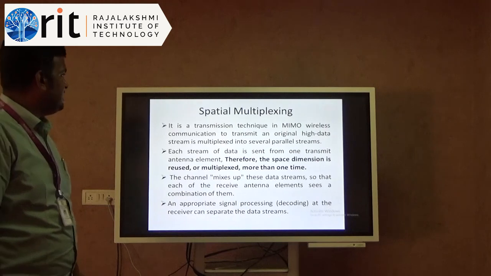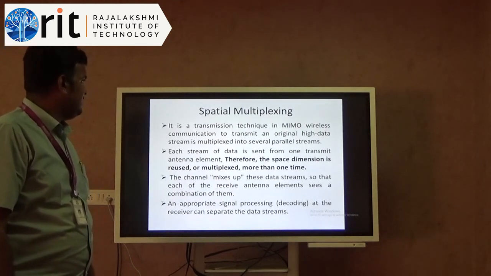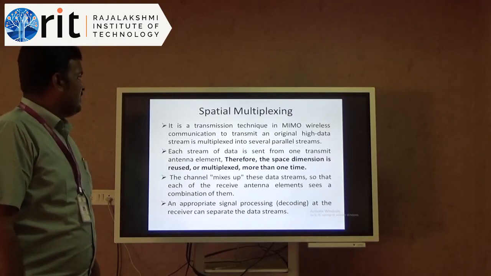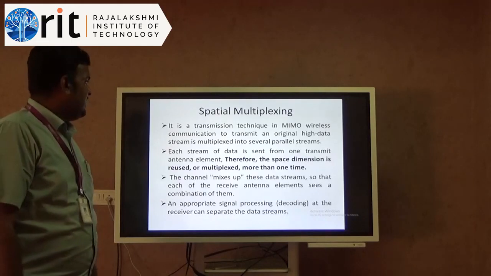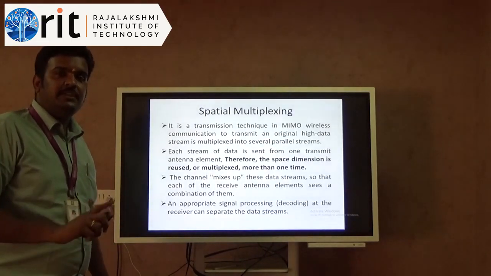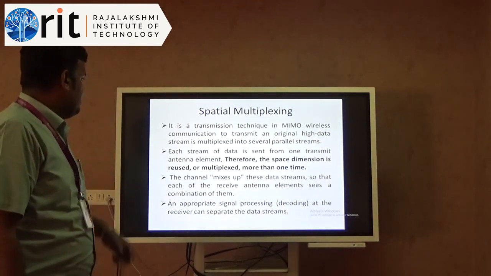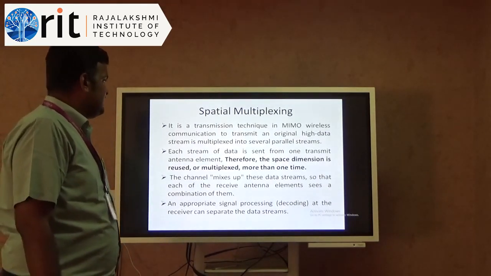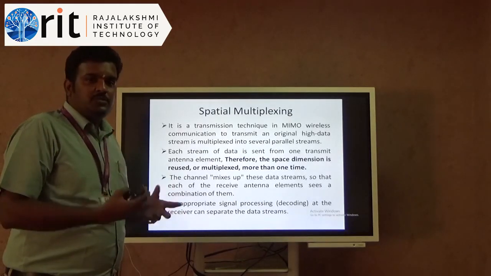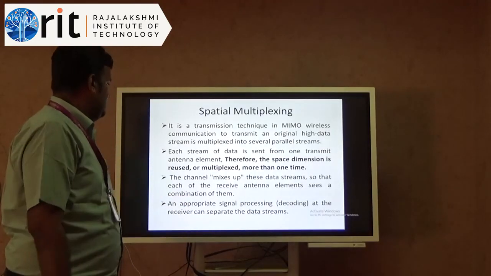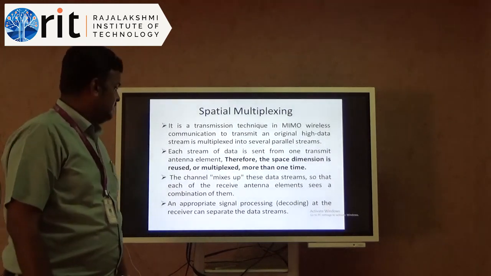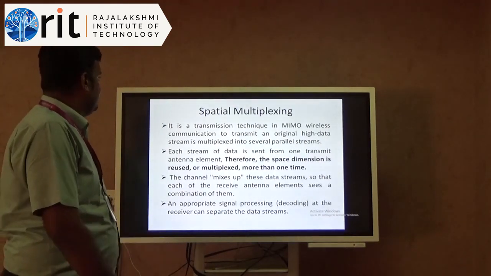So spatial multiplexing is a transmission technique in MIMO wireless communication to transmit the original high data stream as several parallel streams. Each parallel stream of data is sent from one transmit antenna, therefore the space dimension is reused multiple times, more than once. At the channel, these data streams are mixed up so that at the receiver antenna, the elements are combined to bring back the original signal. For that we use an appropriate signal processing or decoding technique to carry out that process at the receiver.